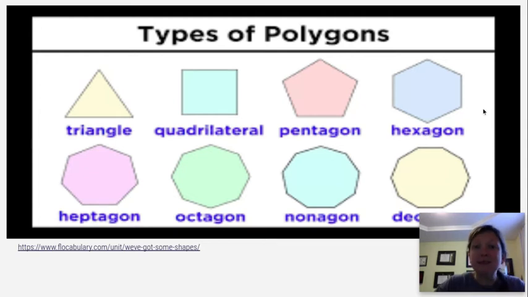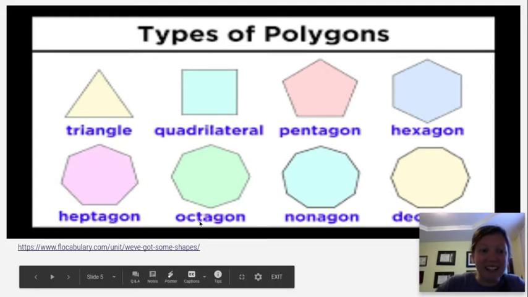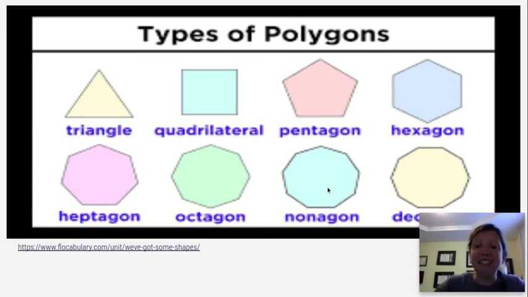Hexagon is a six-sided polygon. Heptagon is a seven-sided polygon. Octagon, how many sides does an octagon have? Very good. An octagon is an eight-sided polygon. A nonagon is a nine-sided, and a decagon is a 10-sided polygon.